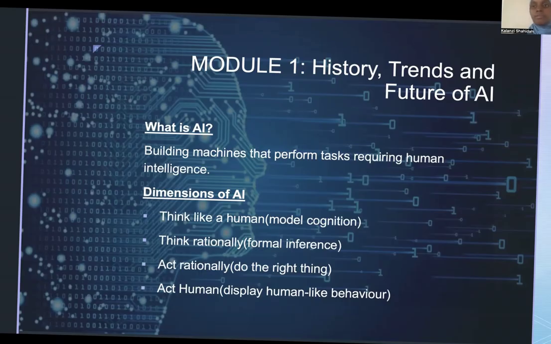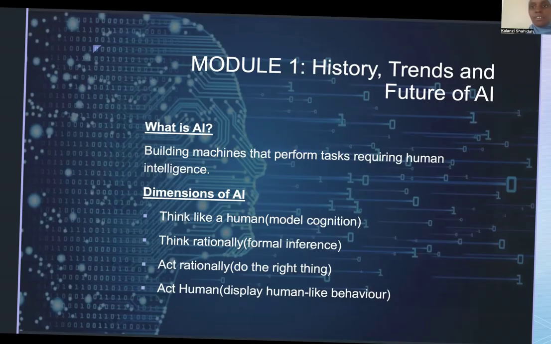Thinking like a human means this machine has model cognition. It can imitate, or we can say it can actually have consciousness. It can do whatever a human can do, like it's thinking like a human. Then thinking rationally is like formal inference, where it just does what is required of it according to the way it is stated. Then acting rationally is like doing the right thing. If the machine is told to predict this, then it does the exact thing that it is asked to do. That is acting rationally.